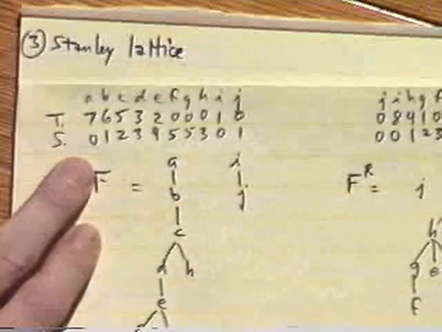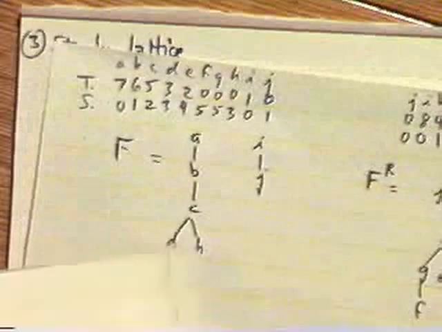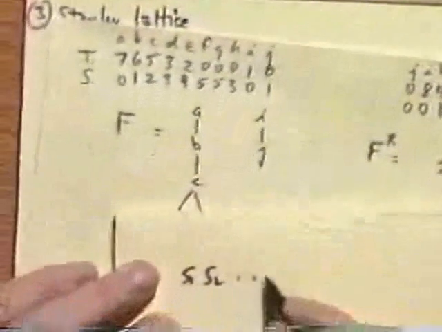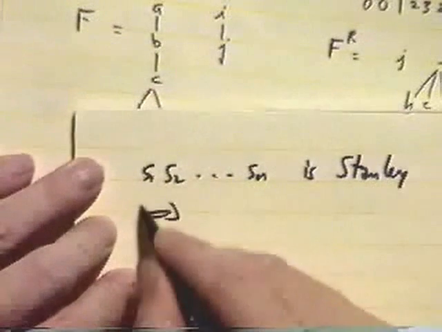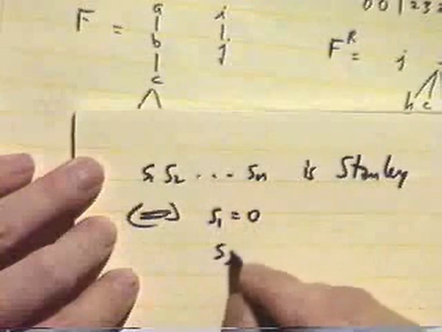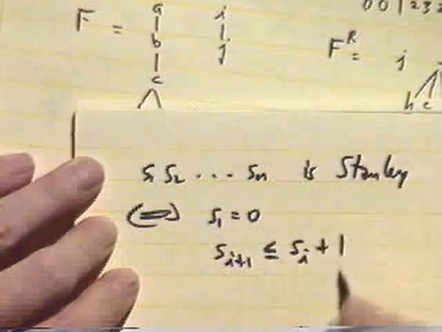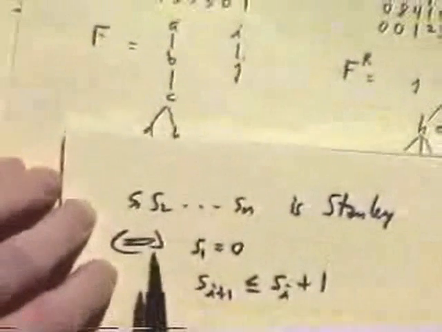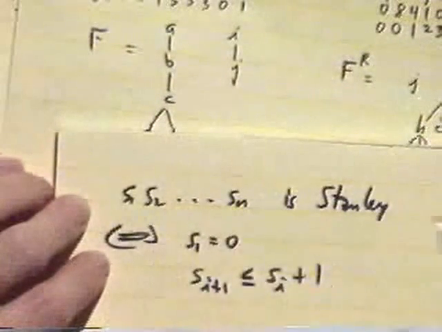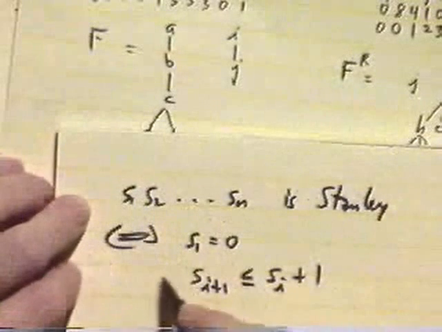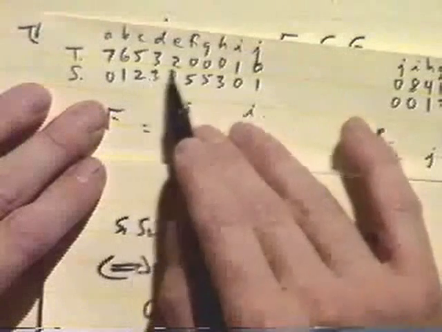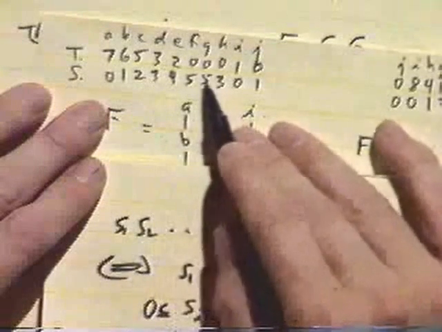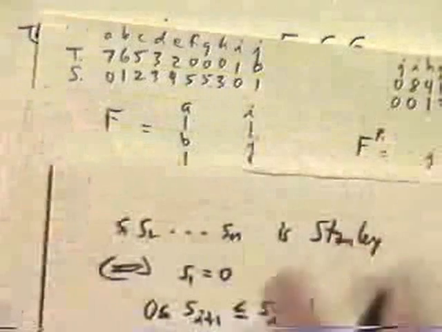And the rule is that a sequence S1, S2, ..., Sn is a Stanley coordinates sequence if and only if S1 is 0 and S(i+1) is less than or equal to S(i) plus 1. As you go from left to right, you start with 0, and then each one is at most 1 higher than the previous. I guess we have to lower bound it. So after a 0, I can go to 0 or 1. After 1, I can go up to 2. After the 5, I could have gone to 6, but I picked the 5. Here I could go as high as 6. But that's if and only if.